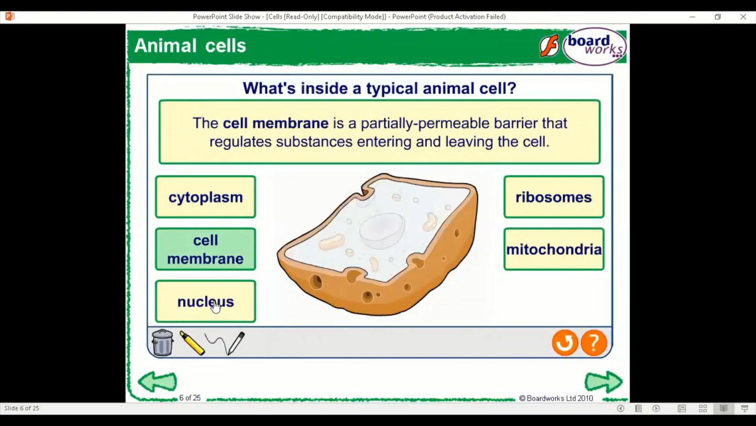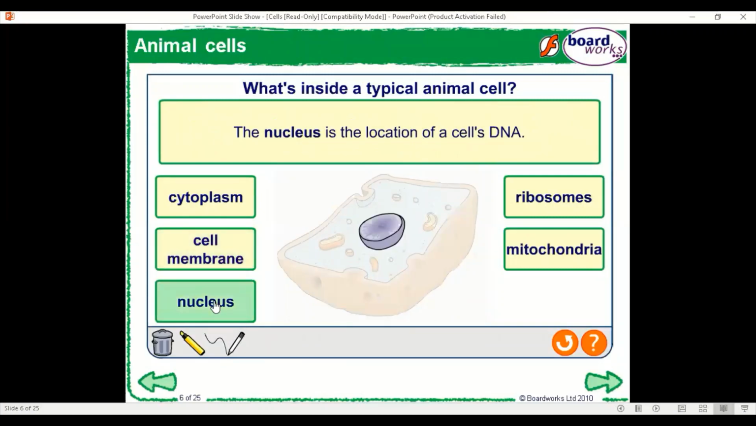Then we have the nucleus. Now the nucleus controls the cell, and this is where the cell's DNA is located. DNA is what makes us who we are. It codes for proteins. It's our characteristics, who we are, our genes. Our genes are made from DNA. Your eye colour, your hair colour, how tall you are, all of those characteristics are controlled by genes.